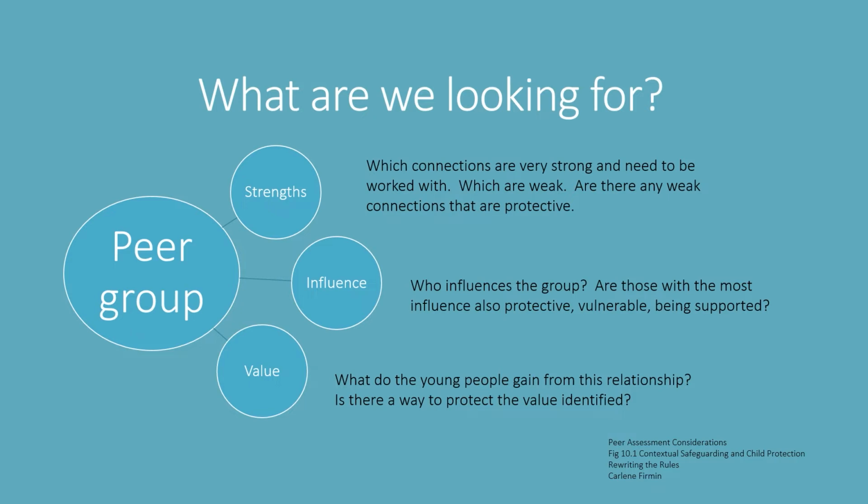Influence. It is vital to identify the origin of influence in each peer group. Who calls the shots? Who's making the decisions? Whatever the group looks like, young people will be receiving some sort of value from this group. It's important to identify what this is. In some of our cases, it has been something as simple as food or accommodation. In other cases, it might be money or a sense of belonging.